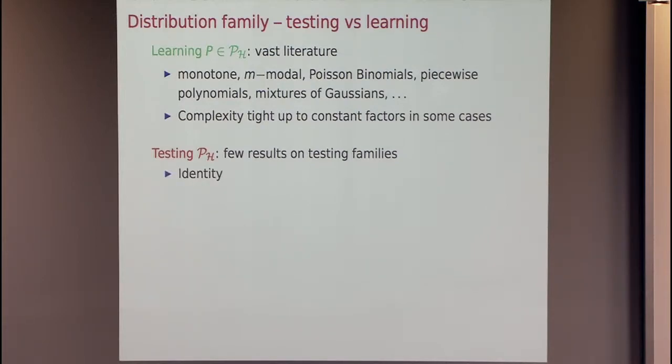If we go to the two results that are actually known, one is testing identity, in which case our hypothesis consists of just one distribution. So it's a single distribution that is known to us, and we want to test if we are getting samples from that distribution. And the other class is testing for monotonicity, when the distribution is over some ordered set. We'll go into details on these two problems. Is the setup clear?